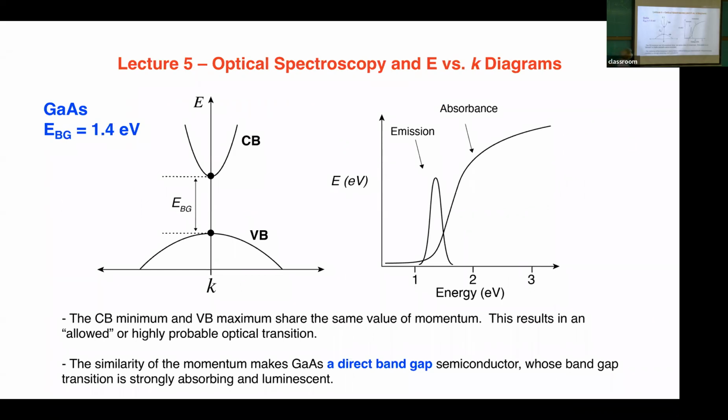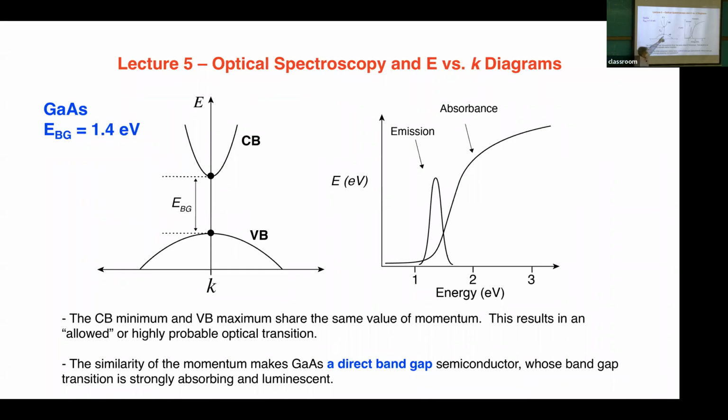Things get a little more complicated, and more interesting, when you begin to consider the energy versus K diagram. So here's a simplified energy versus K diagram for gallium arsenide. We're looking at the valence band here, 0 to pi over A. The conduction band, 0 to pi over A. And it turns out this is about the Fermi energy, or here maybe. And the band gap is defined by the bottom of that curve and the top of that curve.